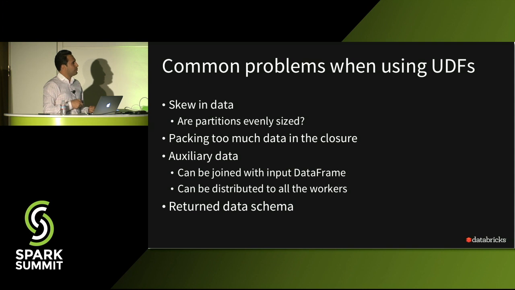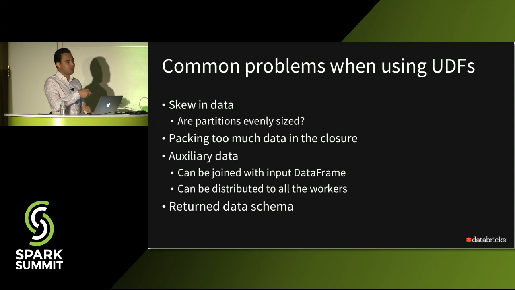The second source of problems is packing too much data in the closure. So you remember I said SparkR will build a closure and then serialize it. In that step, it tries to find all the variables that your code inside the function depends on. And if you're referencing a local data frame that is, let's say, 5 megabytes, that means your closure will have to include all of that data. This is very easy to ignore and end up with a closure of multiple megabytes or even hundreds of megabytes, and as a result, get all sorts of funny and interesting errors from Spark.